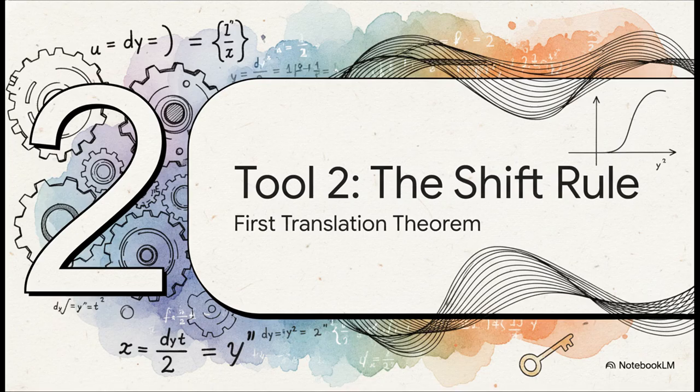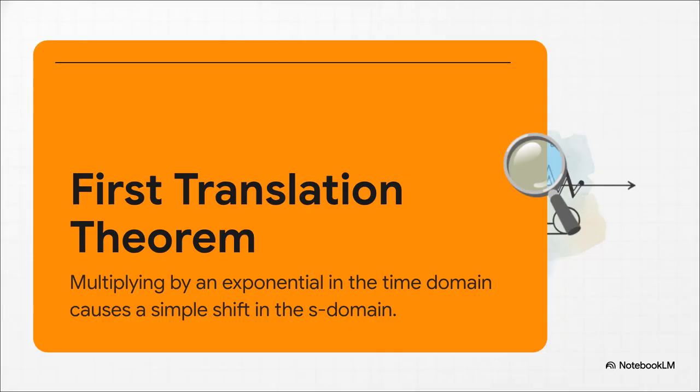And this one is a total game changer, especially when you start solving differential equations. So what happens when you multiply your function by an exponential, like e to the at? It kind of sounds like it should make the problem harder, doesn't it? Well, the shift rule shows us something pretty amazing, that multiplication actually corresponds to a really simple operation in the s-domain, just a little horizontal shift.